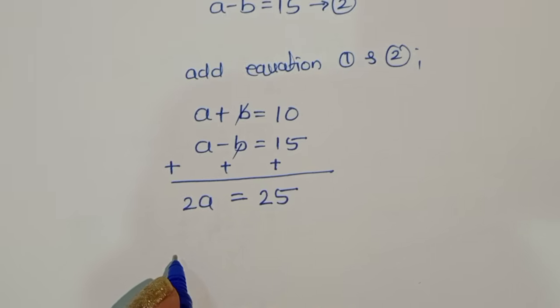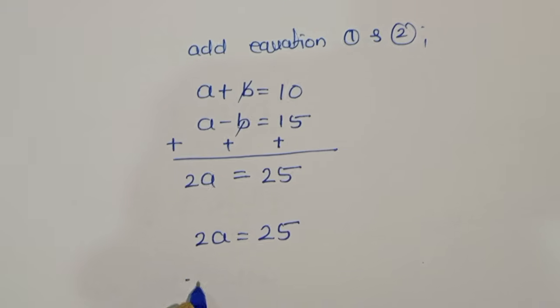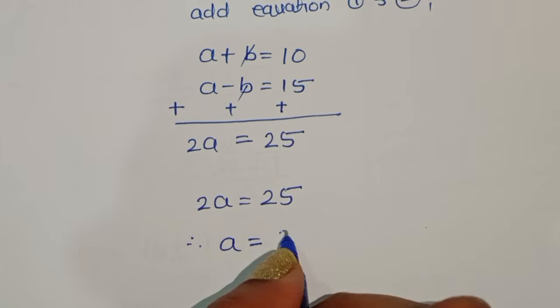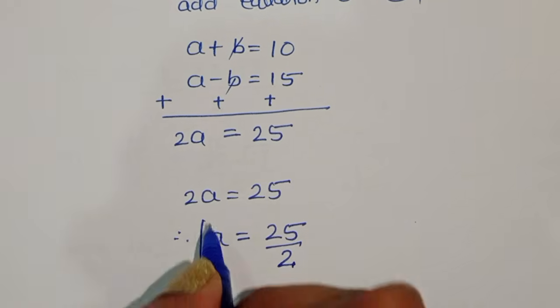2a is equal to 25. Therefore a is equal to 25 by 2, right? This is the value of a.